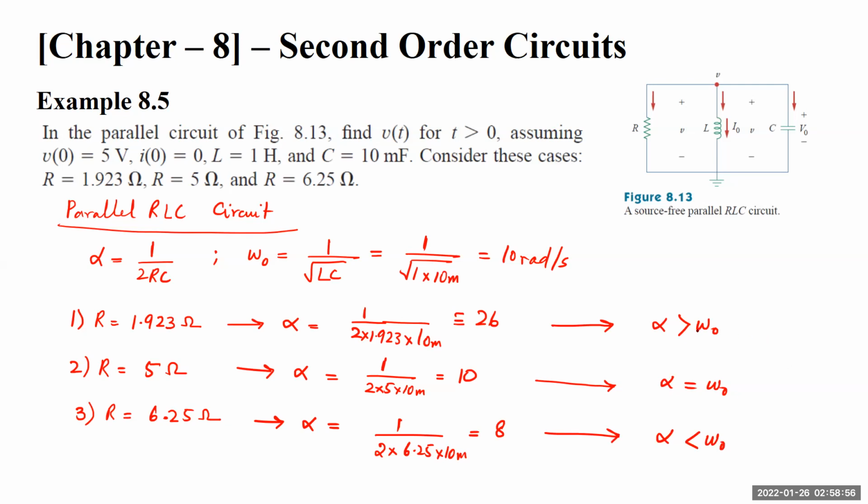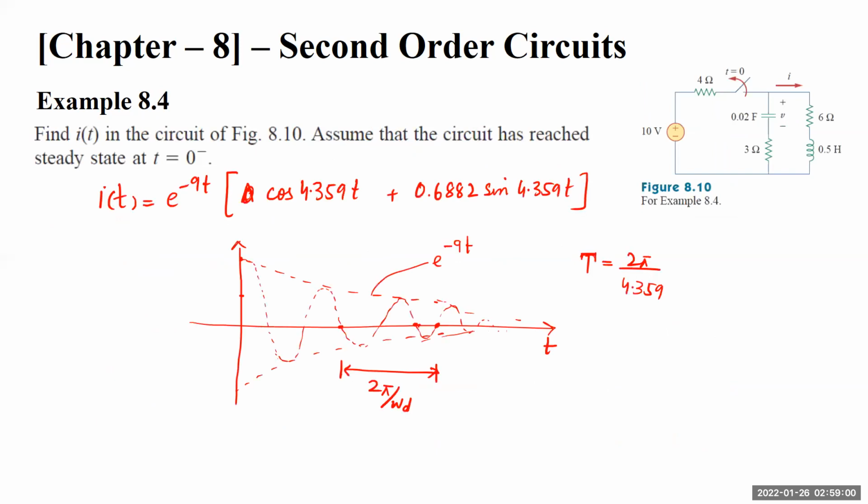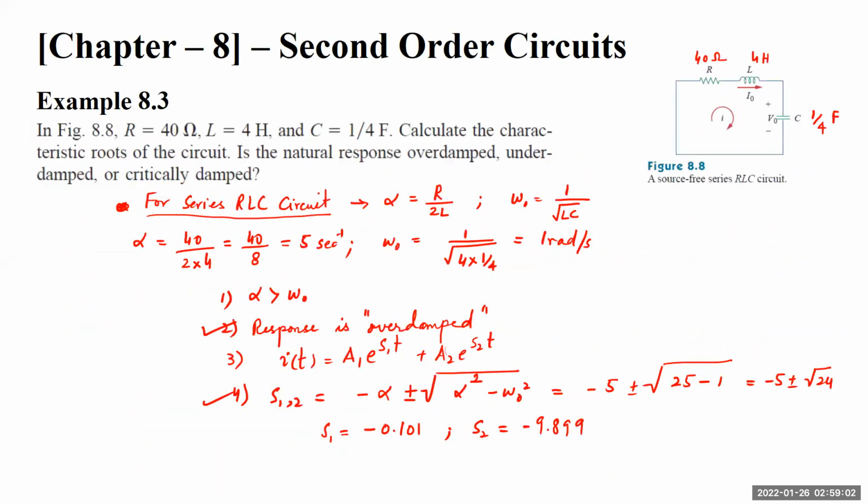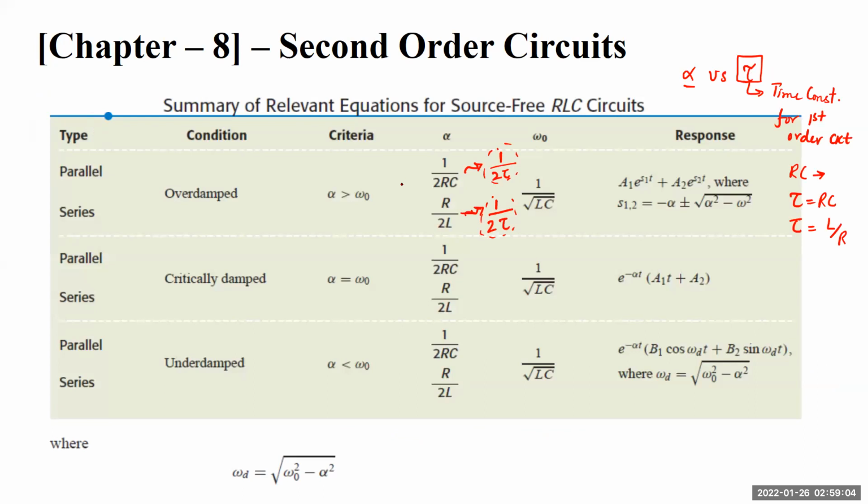So in our first case, what would be the response? Remember this slide, or the summary slide. Alpha greater than omega naught, we have an overdamped response. Alpha equal to omega naught, we have a critically damped response. If alpha is less than omega naught, we have an underdamped response.